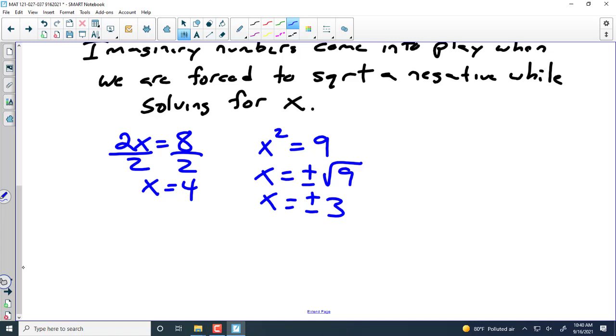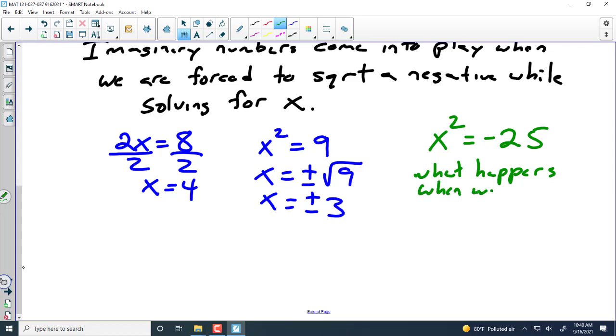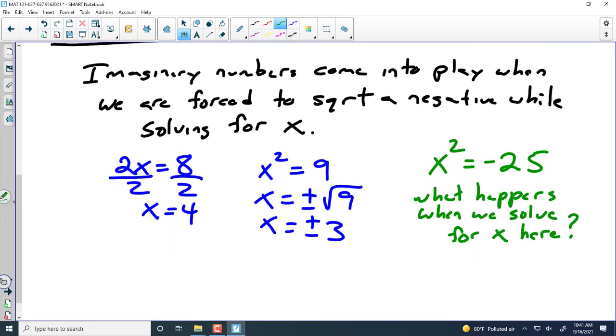But what's going to happen is at some point we are going to be forced to apply the square root property when there's a negative number over here, and that's where we're going to get imaginary numbers. What happens when we solve for x here? That's what's going to happen. We're going to answer that question. So that's what an imaginary number is. It's a number that comes about when we're forced to take the square root of a negative number.